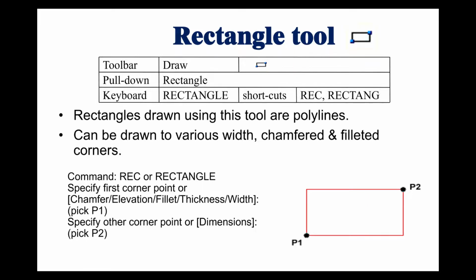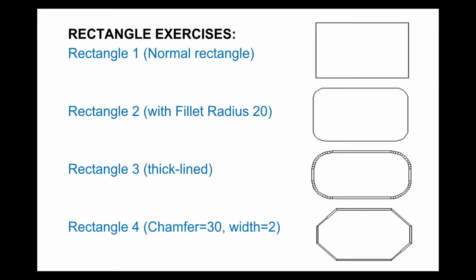To draw a rectangle, simply type in REC, or you can spell it out all the way, RECTANGLE, and enter. You then only need to specify or click on 2 points to get a rectangle, like in this example down here. You type in REC, you enter, and it will ask you to specify the first corner point. You just pick 1 point and then specify another corner point, and there you have your rectangle. Now I would like you to try and do these 4 rectangle exercises. The details are in my slides on Padlet.